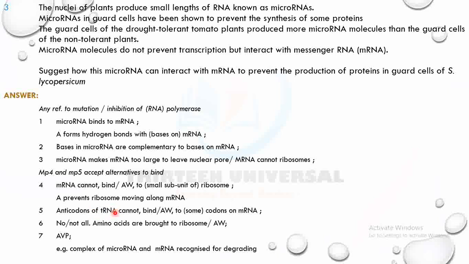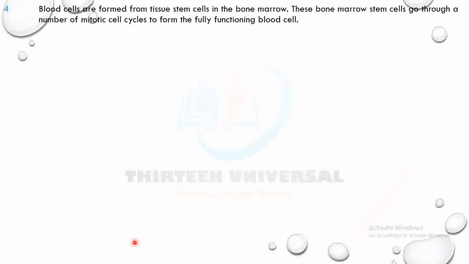So anti-codon of transfer RNA cannot bind to codon on mRNA because microRNA is already binding to mRNA. So that's a big problem. Not at all amino acid are brought to ribosome. Of course, no amino acid brought to ribosome. That's what happens, and of course, primary structures are not formed. This is 8 marks, guys. Is it 8? No, it's not 8.